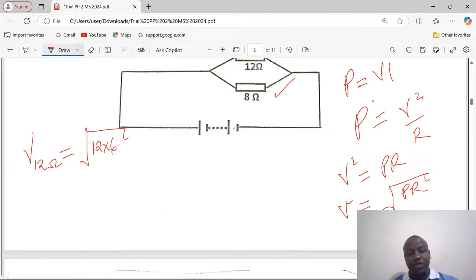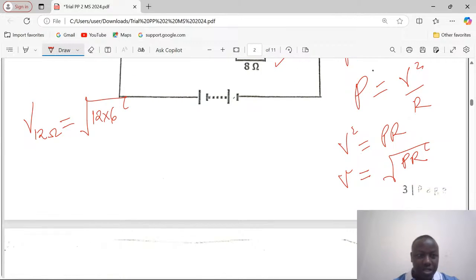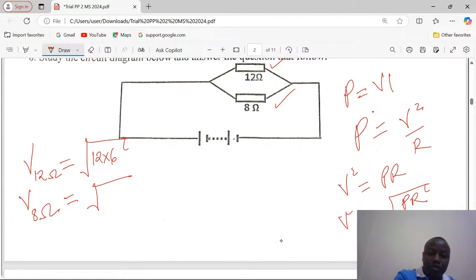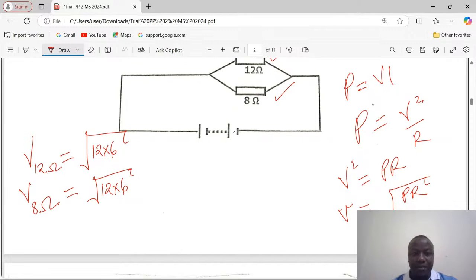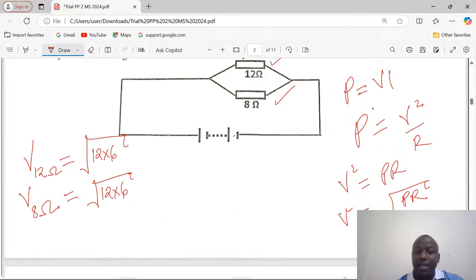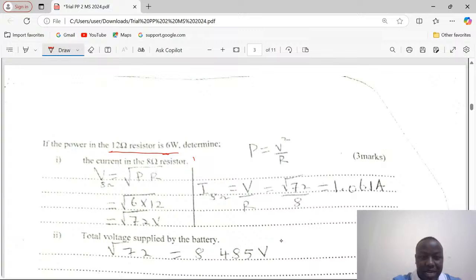Yeah, the square root of 6 by 12. If that is the voltage, it is also going to be the voltage in the second one. So voltage in the 8 ohm resistor, now that they are in parallel, shall also be the same value. So we talk of 12 by 6. That will be the same. Now that in the 8 ohm resistor, we also have the voltage. Remember, we are determining current there.